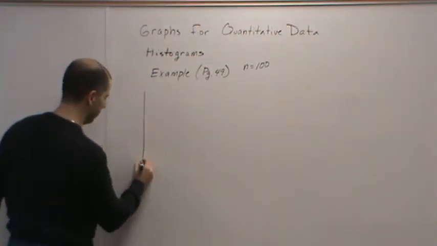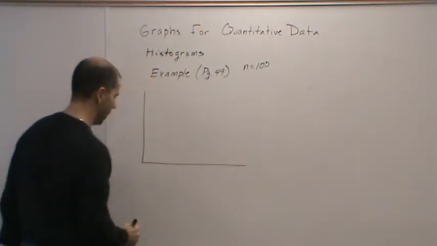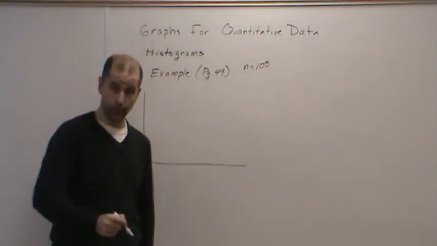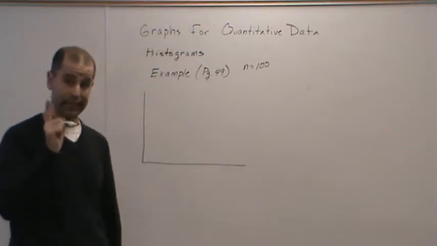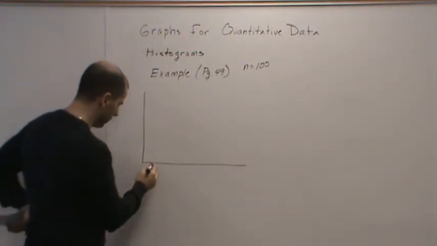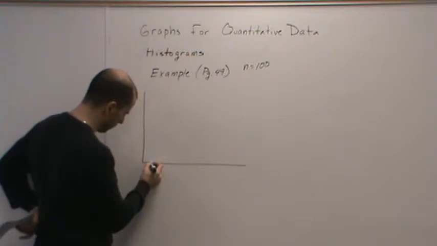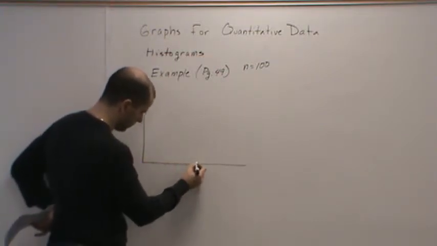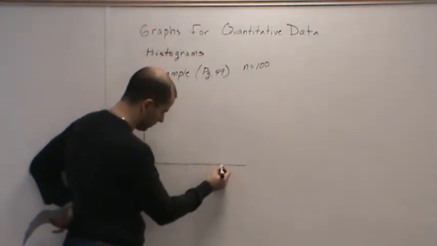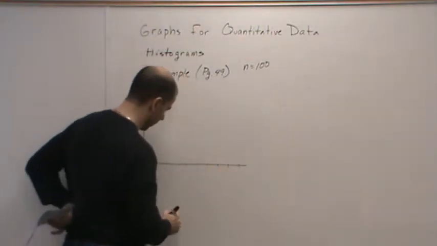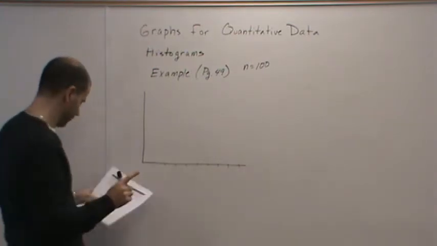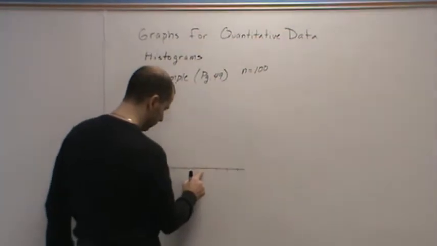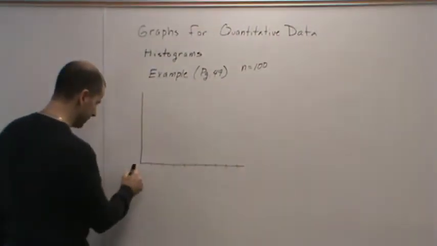So here is where I start. Again, I want equal widths for my classes. Remember, classes must be equal widths. So I'm going to start by just doing my tick marks and make them equal widths. I want 8 classes. So I want 1, 2, 3, 4, 5, 6, 7, 8. So I got 8 classes here.